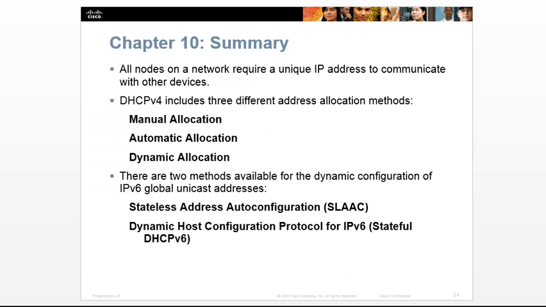And that is pretty much DHCP in a nutshell. 4 has 3 types: manual, automatic, and dynamic. Generally, you're going to use dynamic. There are 2 methods with 6, stateless and DHCP stateful. Stateless is what most of us are using, and that's those track interfaces I talked about.